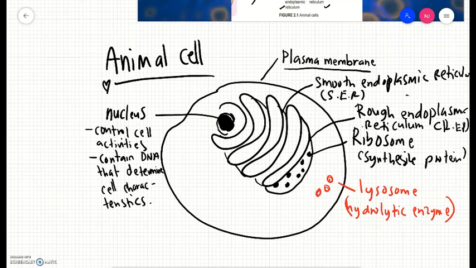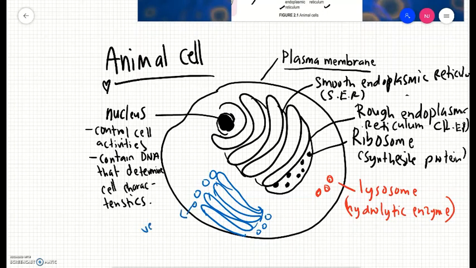Okay, next one is the Golgi apparatus. Look at how I draw the Golgi apparatus. Golgi apparatus is also a folded and flattened sac. Then look at the location, which is near the plasma membrane. So in this Golgi apparatus, we have a vesicle at the side of it, and the plasma membrane has vesicles. This we call a vesicle, and this one we call the Golgi apparatus.